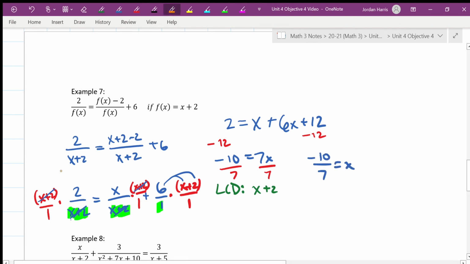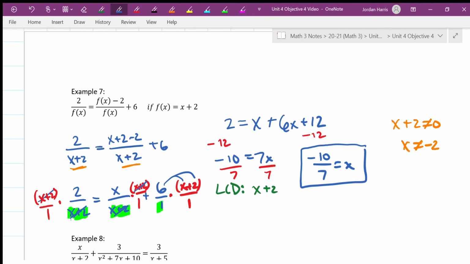We gotta check our denominators, so x plus 2 is my only denominator, so x plus 2 cannot equal 0, so x cannot equal negative 2. That is not negative 10 over 7, so we're good. That is my solution. Don't expect them to always be super nice numbers. They can be other things.